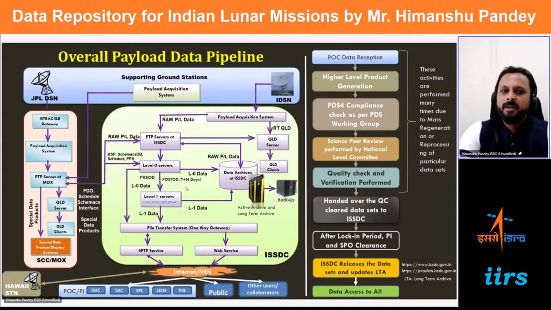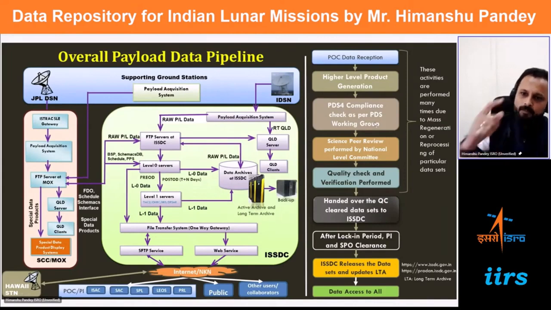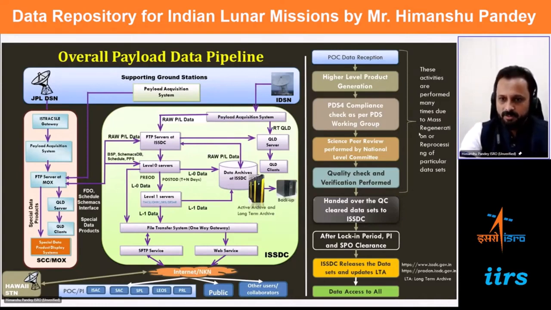Now coming to the process involved to release the data. Once the POC has received data, the high level data product generation will also be carried out. Then PDS4, the Planetary Data Standard that I was telling you about, compliance would be checked. Then science peer review by the national level committee is carried out, and after that quality checks and verifications are performed. During this process, many times science data will go for a number of reiterations, reprocessings or regenerations, or maybe a mass regeneration also will be carried out.